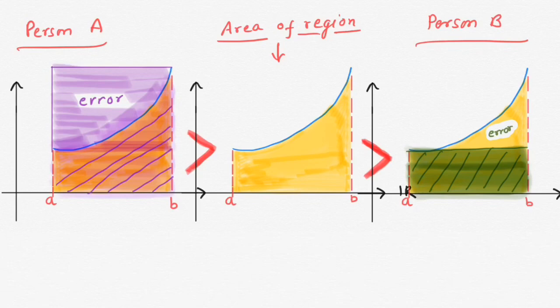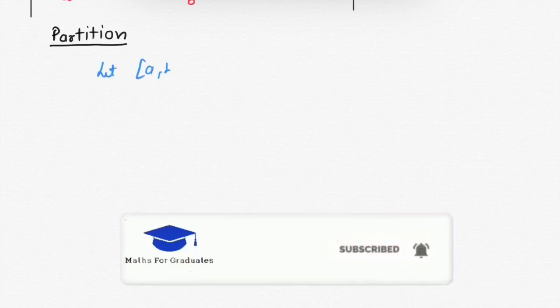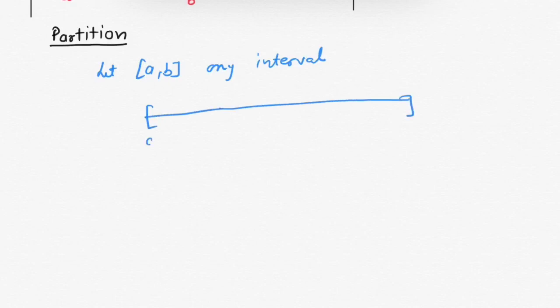Then what happened next? A third person came forward and taught them the concept of partition. He told them that if they divide the interval [a, b] into a number of subintervals, then they can reduce the error. So a partition of interval [a, b] is defined as follows: let [a, b] be any interval.